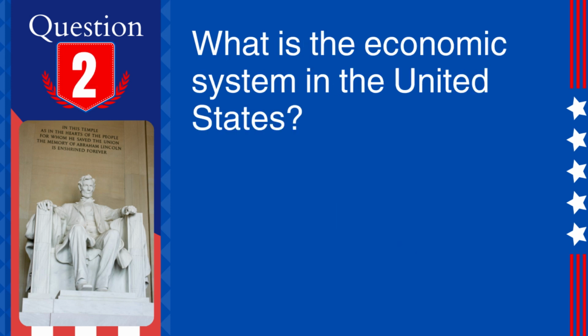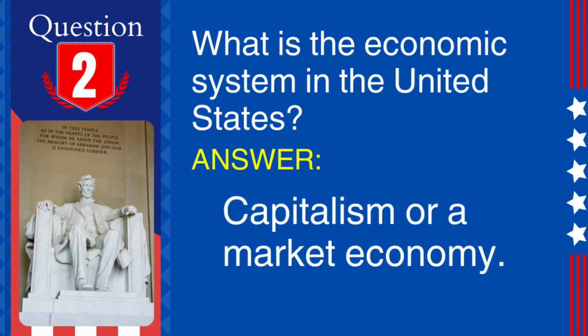2. Question. What is the economic system in the United States? Answer. Capitalism or a market economy. Explanation. The U.S. economy is based on the capitalist system, where private individuals and businesses operate in a free market.